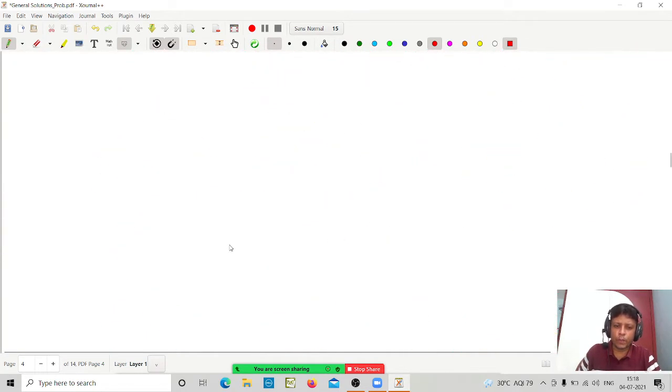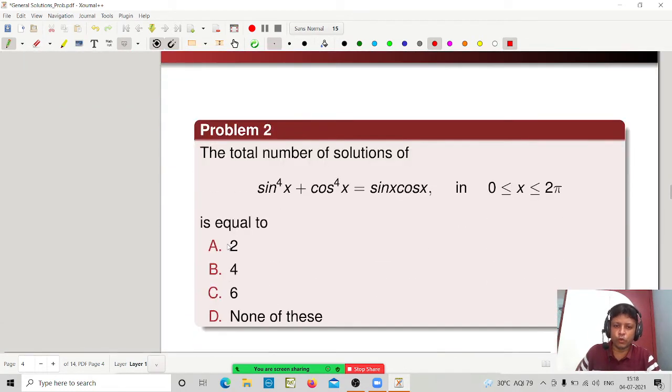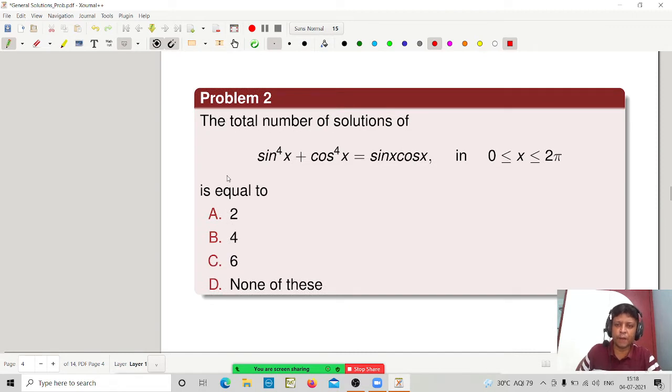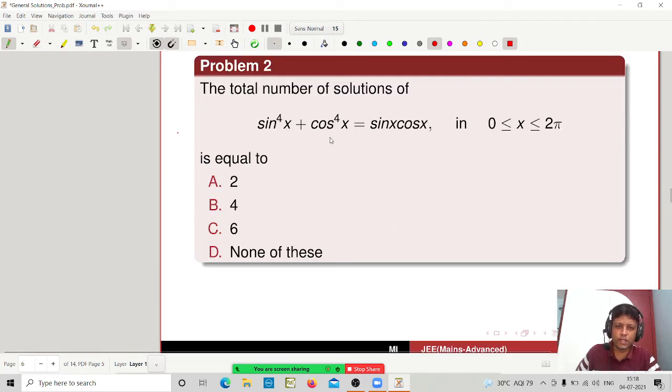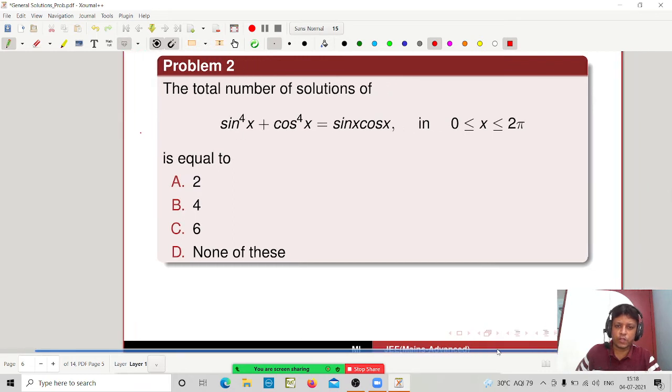Let's go to problem 2. I will solve so many problems for you, and after that, I will clear your doubts. Next: sine to the power 4 plus cos to the power 4 is equal to sin x plus cos x, sin x cos x, in the interval 0 to 2 pi. If an interval is given, you have to find the specific values of x by substituting n equal to 0, 1, 2, etc.